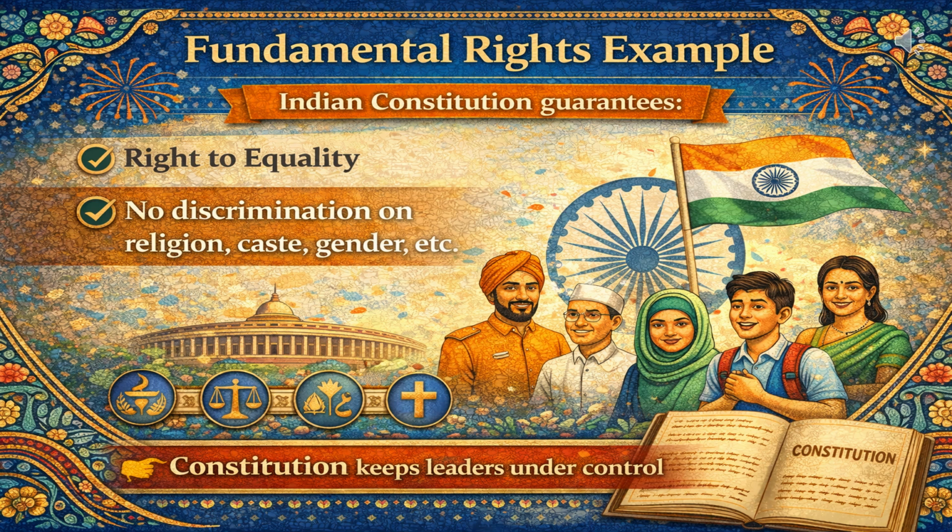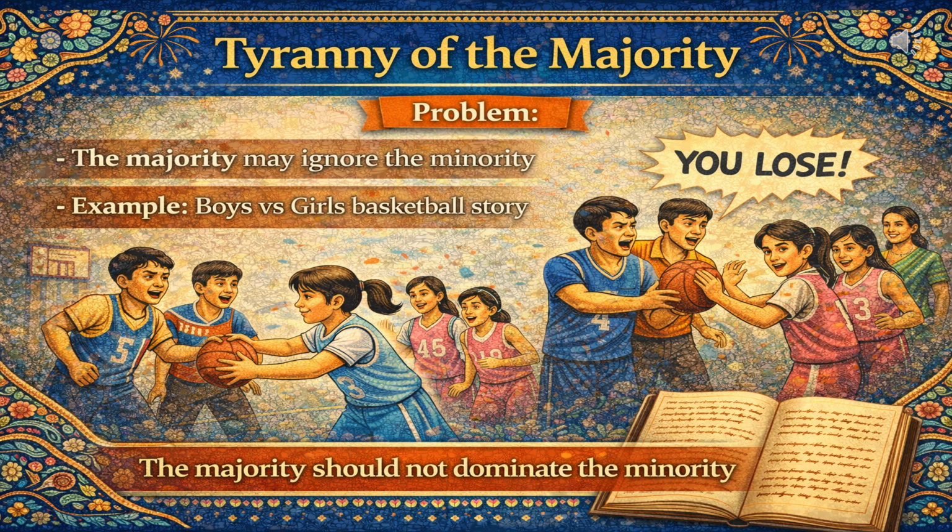But sometimes even democracy can create problems. Sometimes the majority group may ignore the minority. This is called tyranny of the majority. For example, if boys always dominate the basketball court and never allow girls to play, is that fair? No. Meaning to remember. The majority should not dominate the minority.